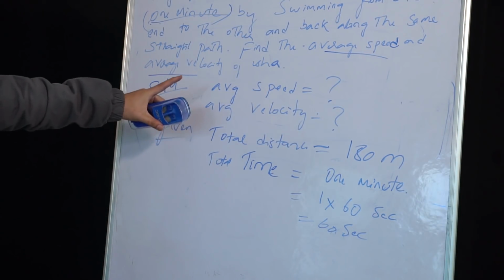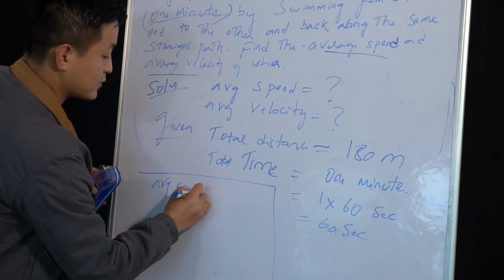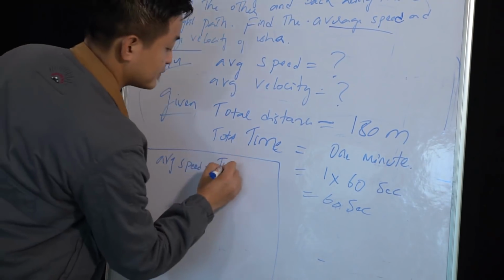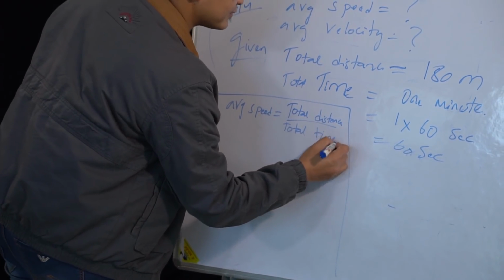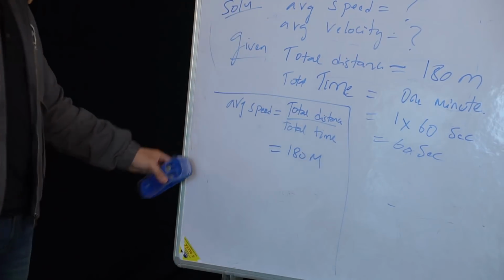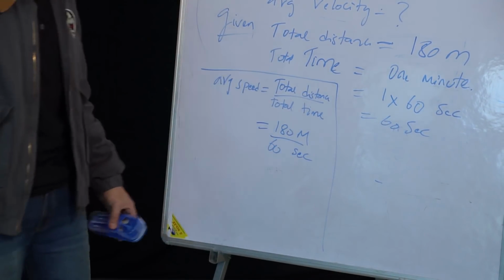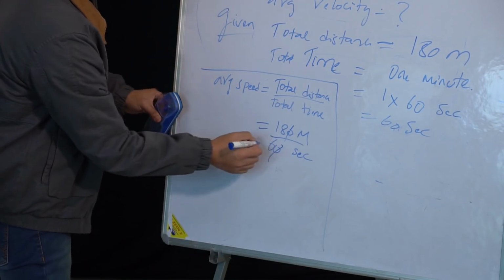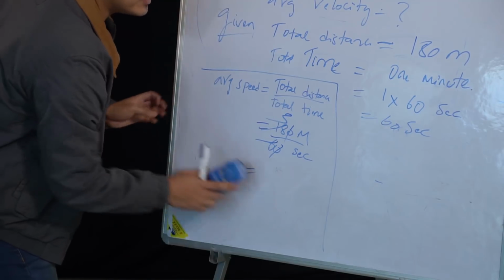So first we'll find the average speed. The formula for average speed is total distance by total time. Clear? So the total distance here is 180 meter and the total time is 60 seconds. Since we have converted, that's why now we have seconds here. So the 0 and 0 are cancelled. Now we have 6 and 18, so 6 into 3 is 18. So the average speed, we have the answer here, students, is 3 meter per second.